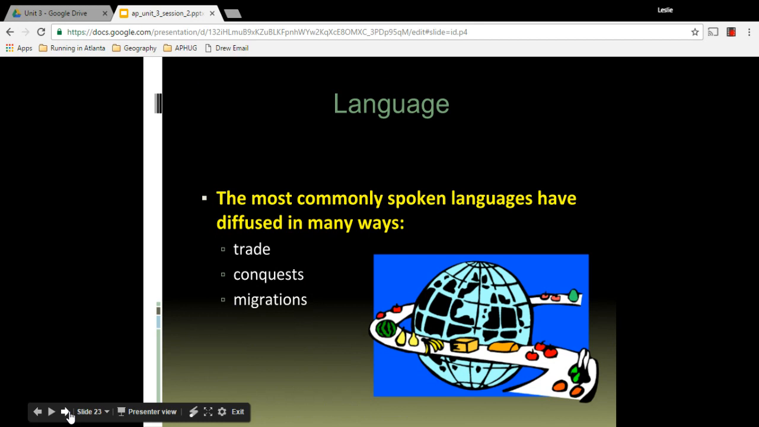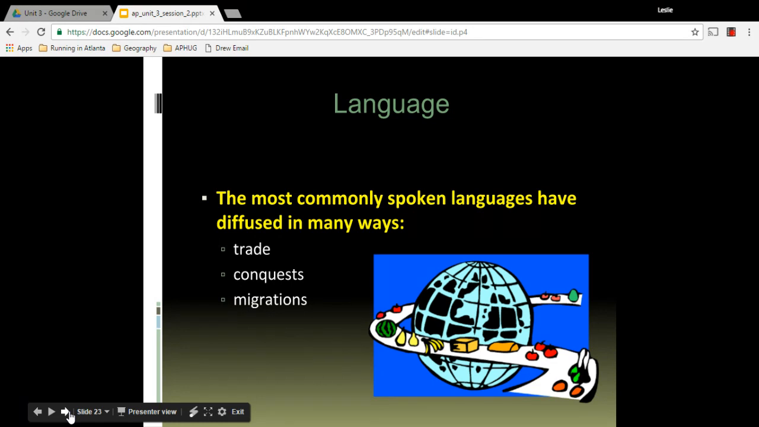The most commonly spoken languages have diffused in many ways through trade, through conquests, and through migrations. English is commonly understood to be the language of business around the world. Spanish is widely spoken because Spain colonized much of Latin America, diffusing its language and religion. And so you see the use of Spanish along with the Portuguese language primarily in South America, Central America, and Mexico, as well as the Caribbean.